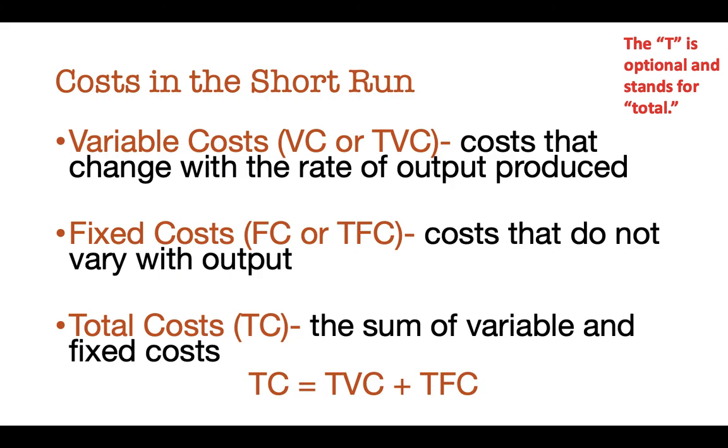When you add them together, you get total cost, or TC. There's no alternative abbreviation for that. TC is total cost. So total cost occurs when you add together your variable costs and your fixed costs. So I can write it as TC equals TVC plus FC, or I could drop those T's and just say TC equals VC plus FC here. Your textbook and other resources will use both abbreviations.